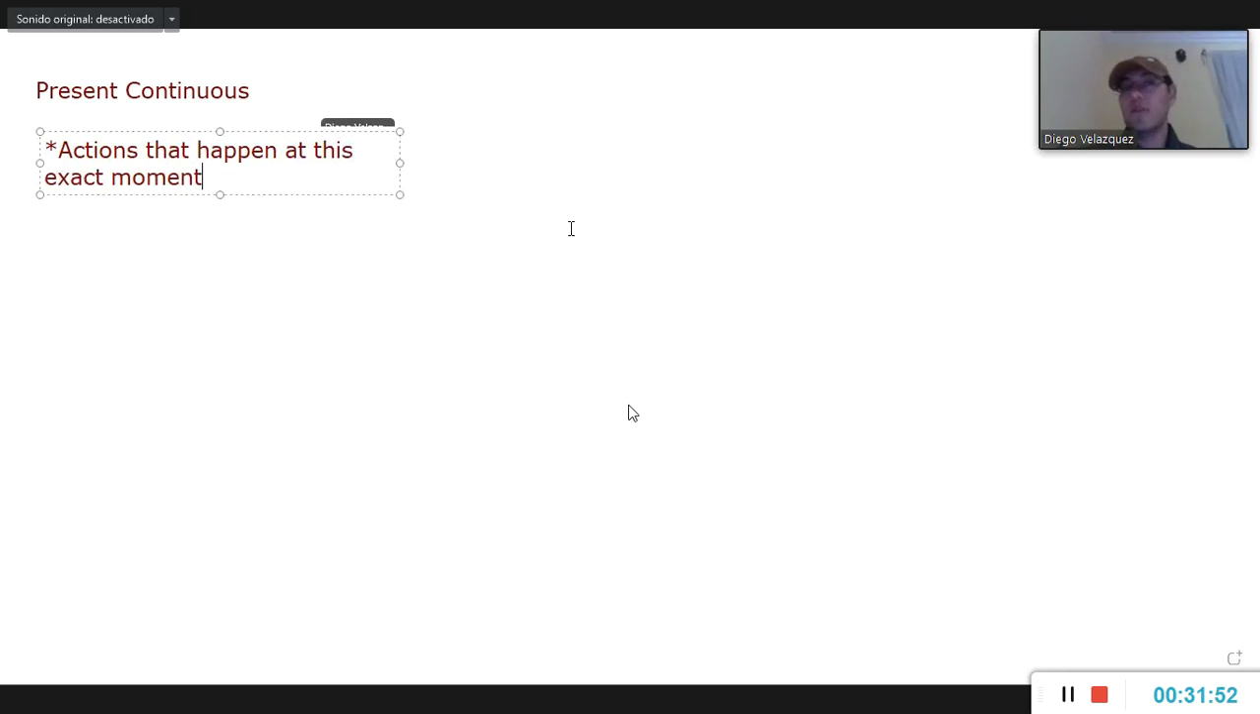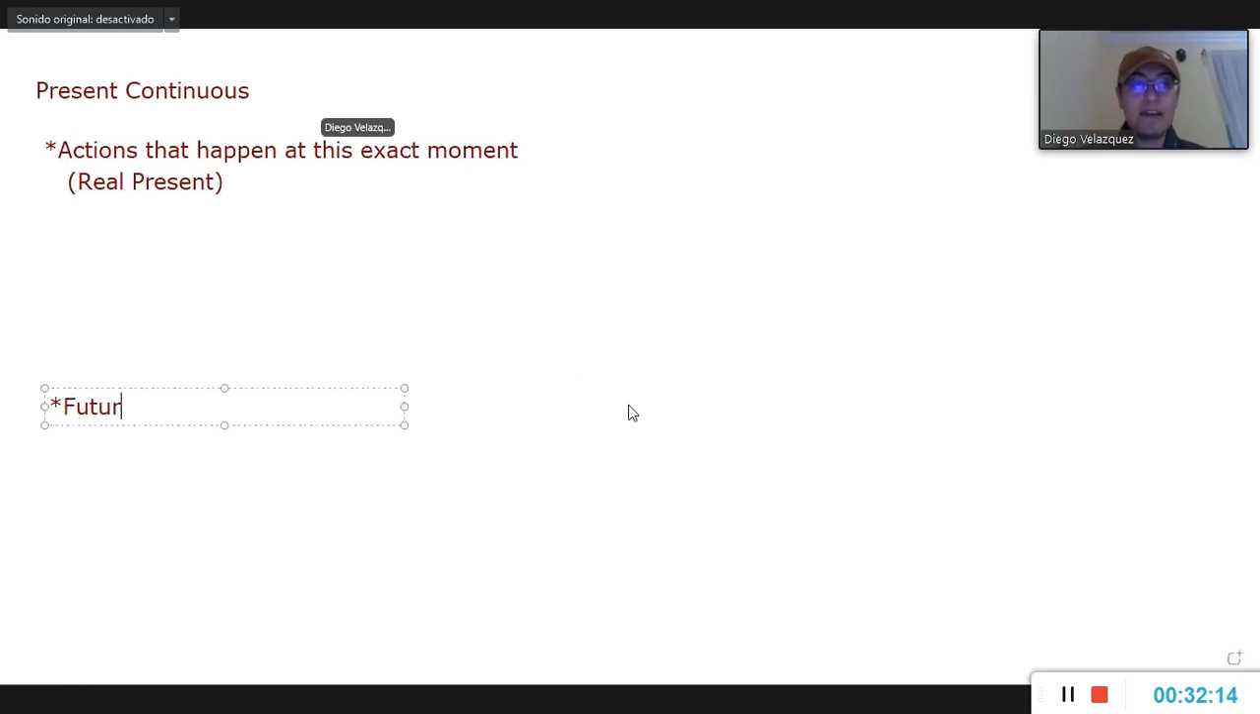So maybe the common use is to speak of actions that happen at this moment. In other words, kids, the present continuous is the time that speaks of the real present, what happens in this moment. And well, as another person mentioned, guys, it's not only to speak of the present, it is also possible to use the present continuous to refer to a future plan. But well, how do we do one and how do we do the other?